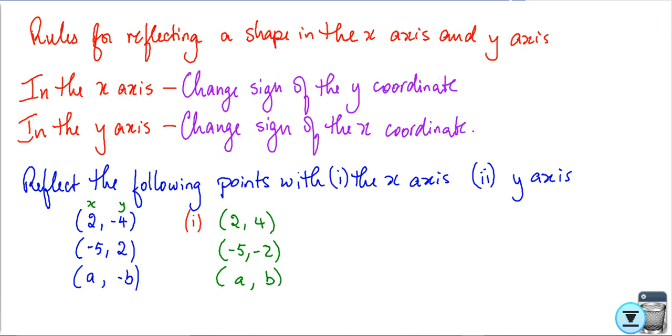Same thing for the second one. If I need to reflect my shape in the y-axis, the rule tells me I need to change the sign of the x coordinate. So I'm going to change the sign of the x coordinate. So the first one will become -2, -4. The second one will become 5, 2. And the third one will become -a, -b. As you have seen, I've done that. So if you do that before drawing, then you can go and draw your shape.